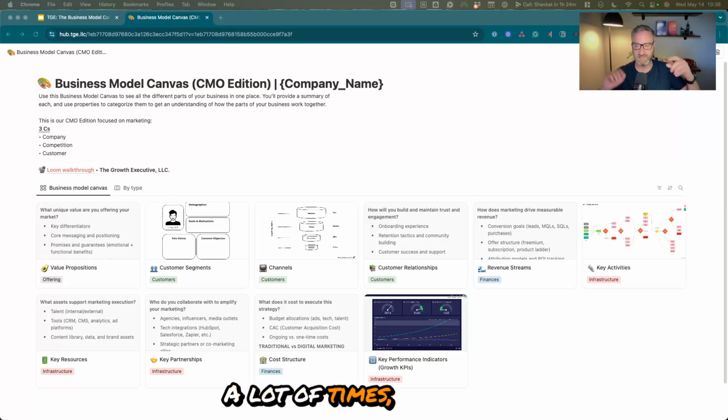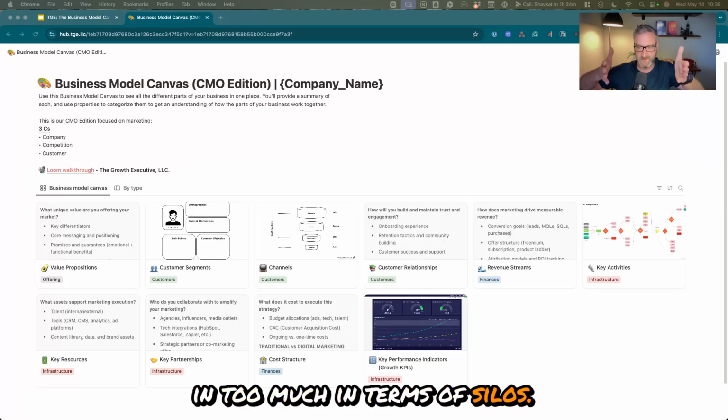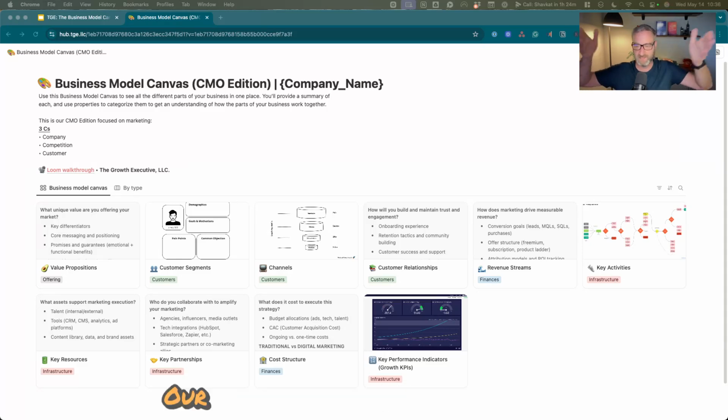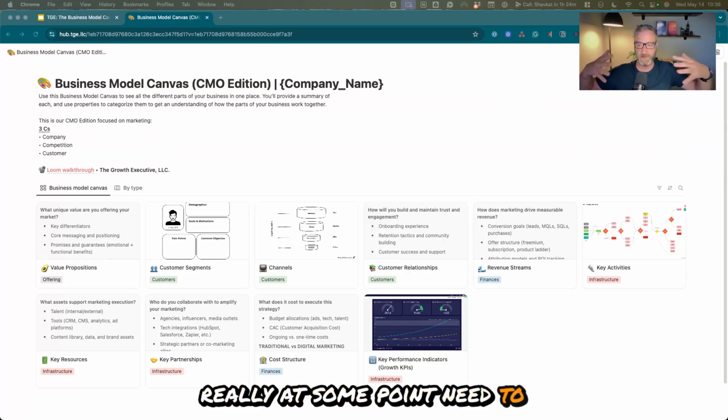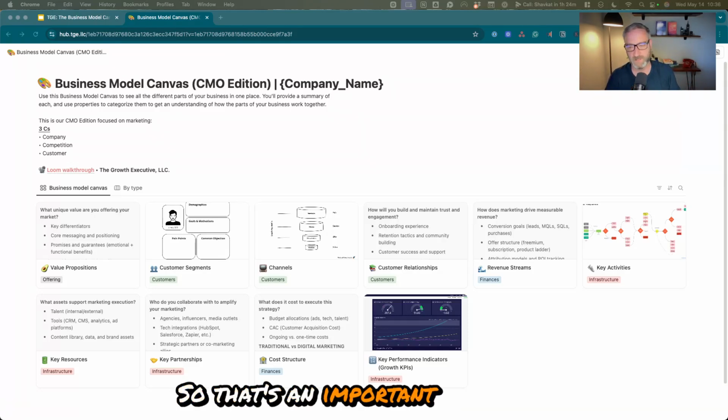A lot of times, again, as marketers or as leaders, we think too much in terms of silos. Our teams are siloed, our messaging is siloed, and then our approach to taking that message to market is siloed. And so I would argue that we really at some point need to think about how we integrate that a little bit more seamlessly. That's an important aspect of this.